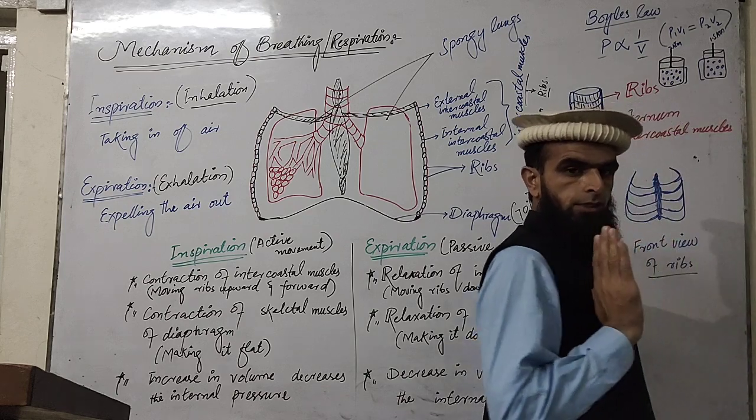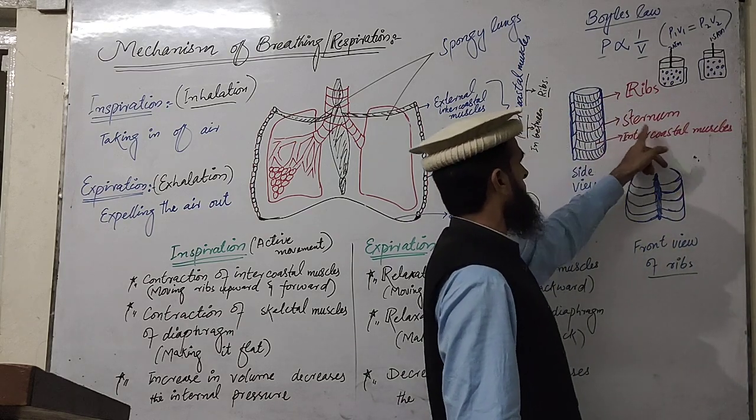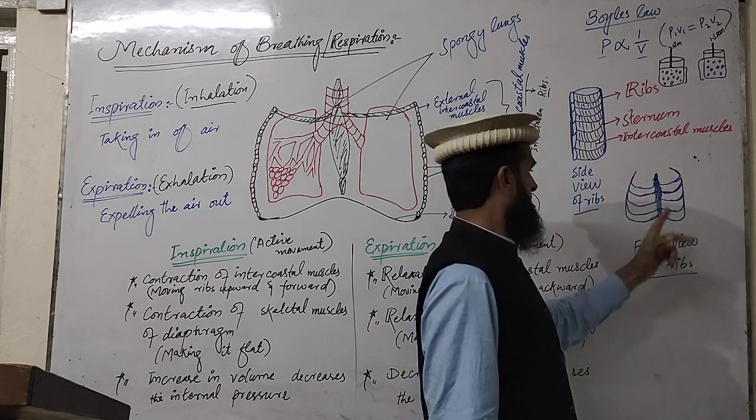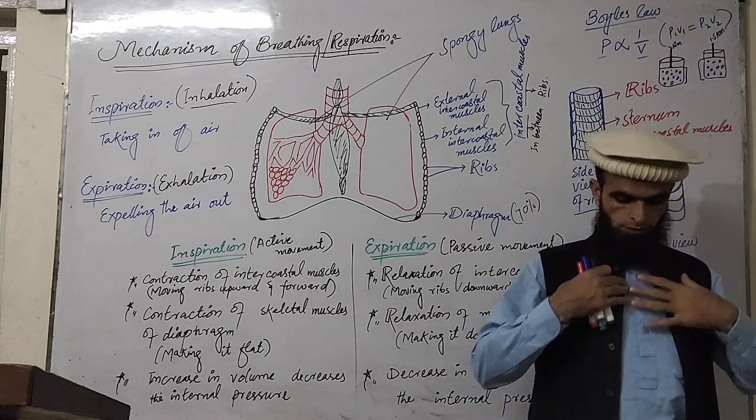If you see, this is, for example, my side view. So this is my sternum. This is the sternum, and these are the ribs. In between the ribs, these are the intercostal muscles. And this is the front view of the ribs. The front view of the ribs.